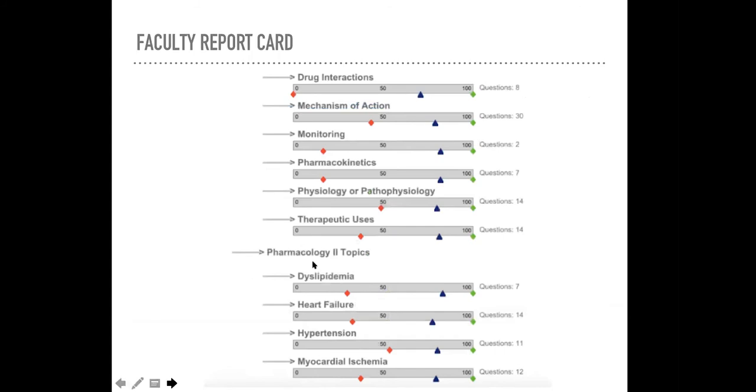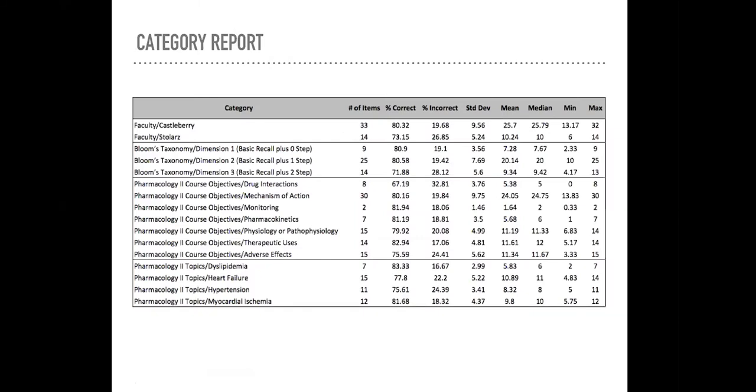So looking down on the Pharmacology 2 topics that were on that exam, you can see that heart failure is what performed the lowest as far as the class average goes. Students do seem to struggle a little bit more with that topic. So this gives me really great feedback on how students are doing in different sections of my course.